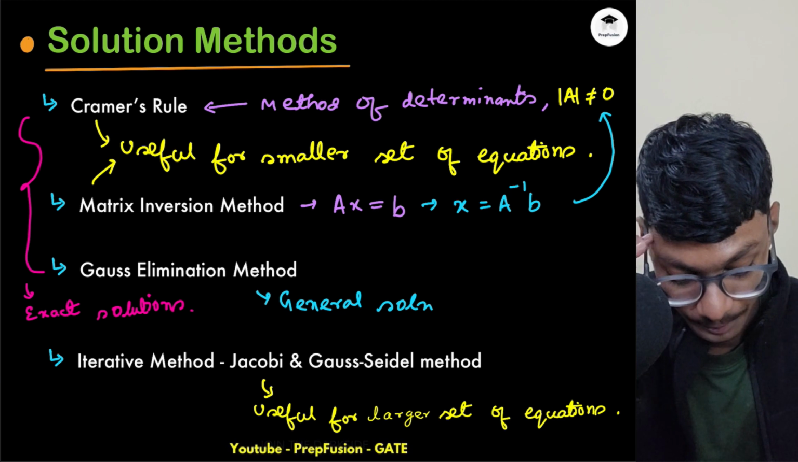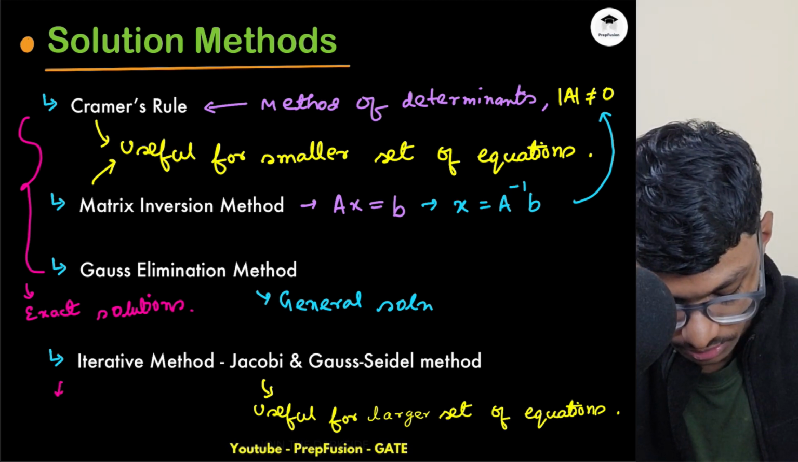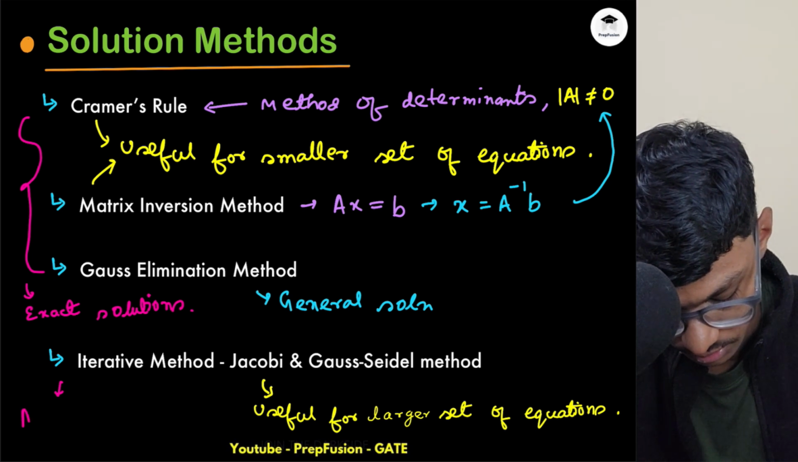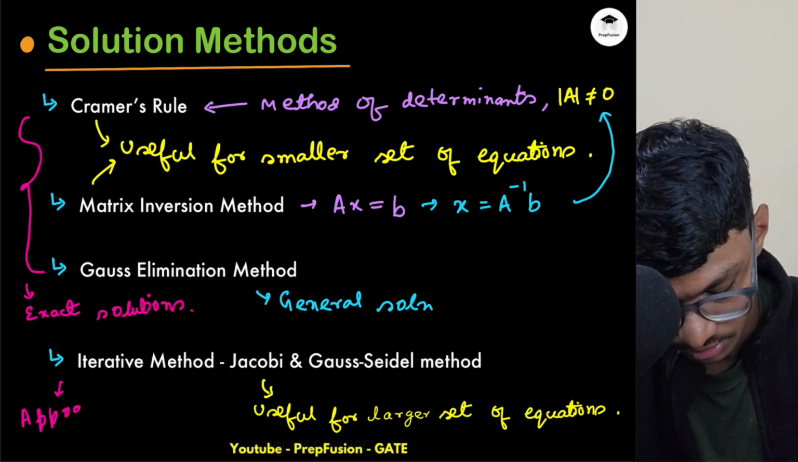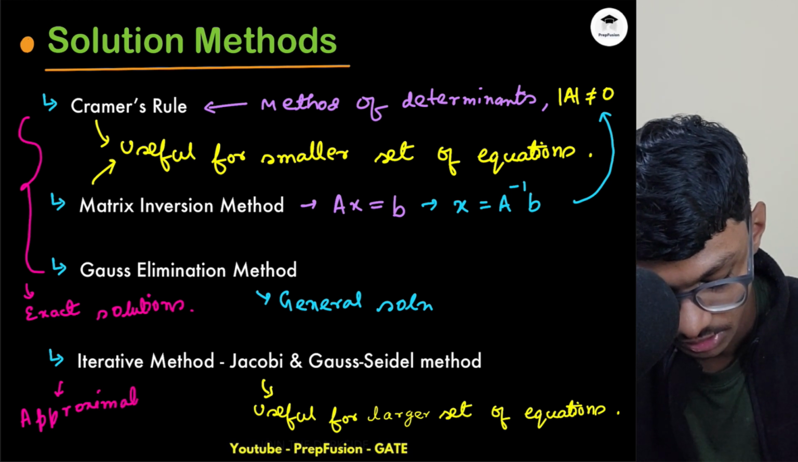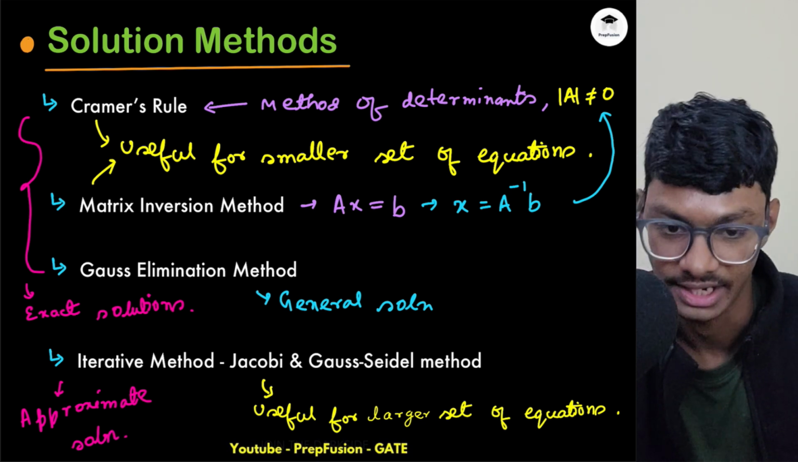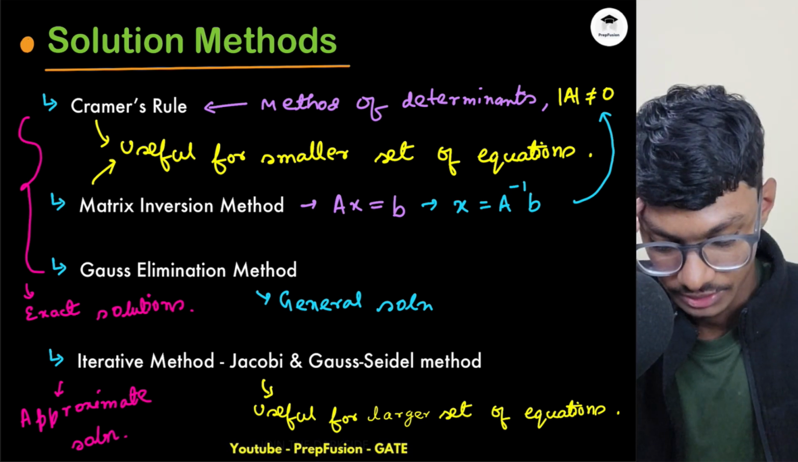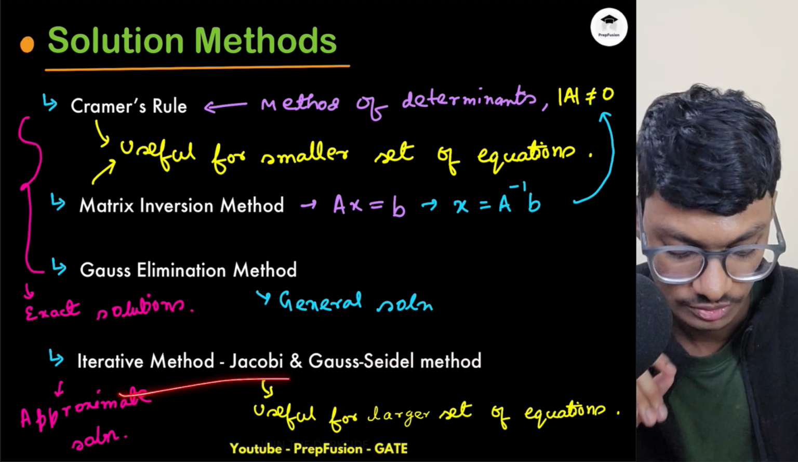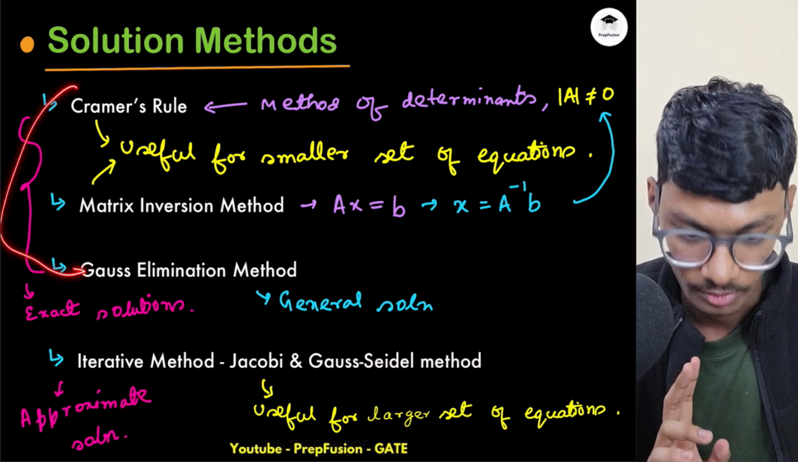Basically this will give us an approximate solution. This will obviously not exactly satisfy the equations, but it will be a very good approximation of the actual exact solution. So when there is a larger set of equations, we use Jacobi and Gauss-Seidel. Obviously we will not run this over here. I will talk about these three.